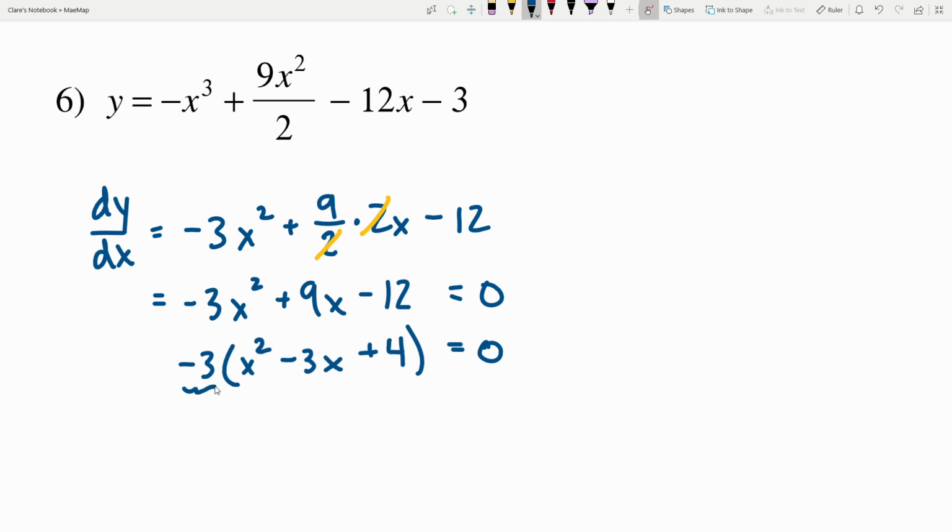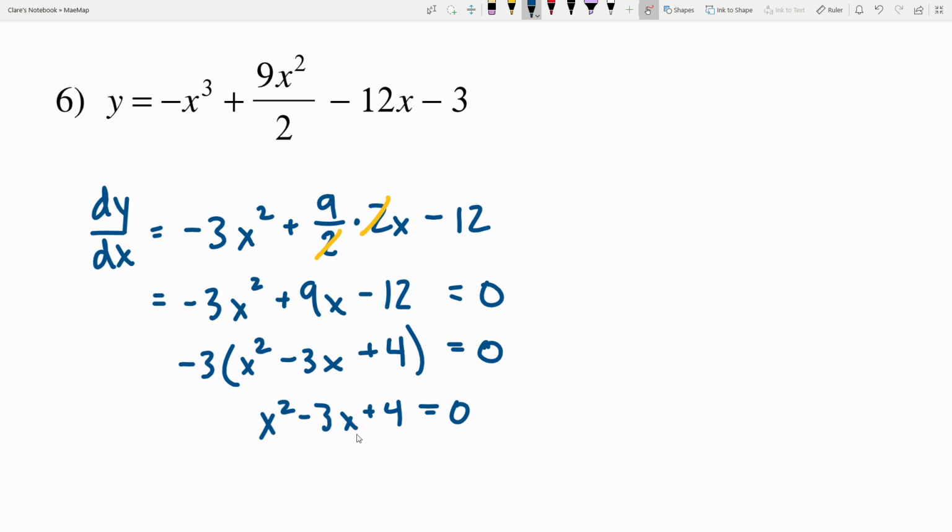So I know that negative 3 will never equal 0. So the only time that my derivative will equal 0 is when x squared minus 3x plus 4 equals 0. So when does x squared minus 3x plus 4 equal 0? Let's see if I can factor it. What multiplies to give me 4 but adds to give me a negative 3?